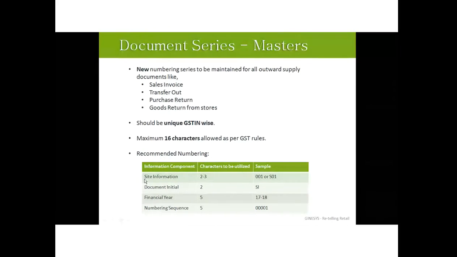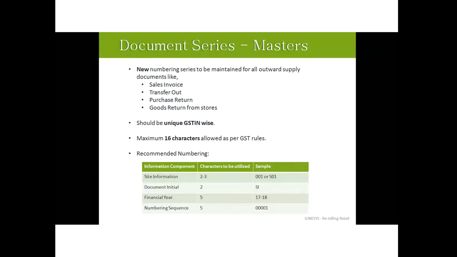For that, you should have components like site information, which should be around 3 characters. Then document initial, that is whether it's a sales invoice or say transfer out or purchase return. You can specify like SI for sales invoice. Then financial year, that is 17 to 18. It will utilize 5 characters, and then the numbering sequence. You can keep it at 5.